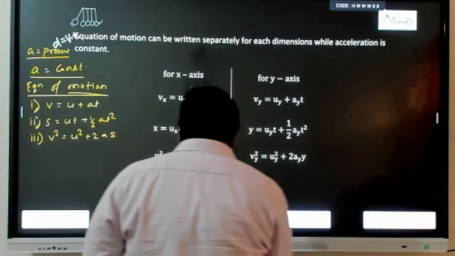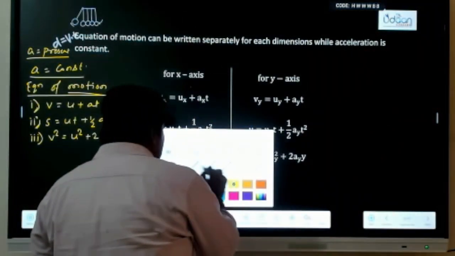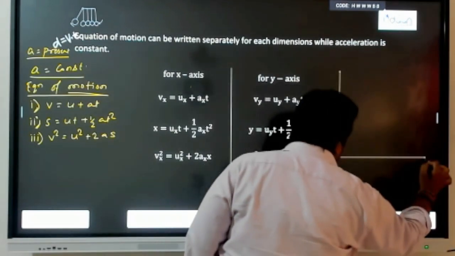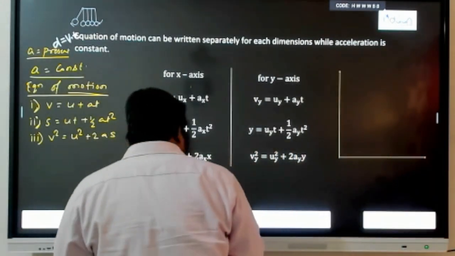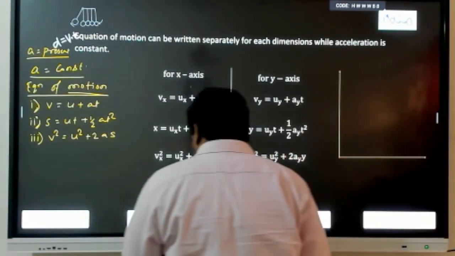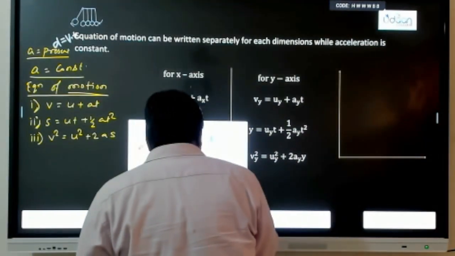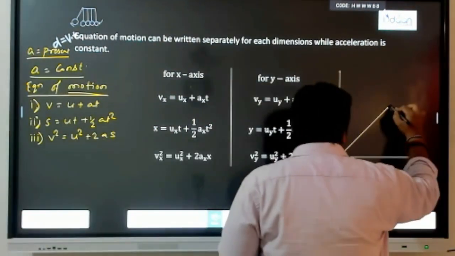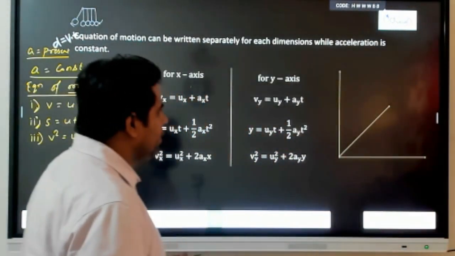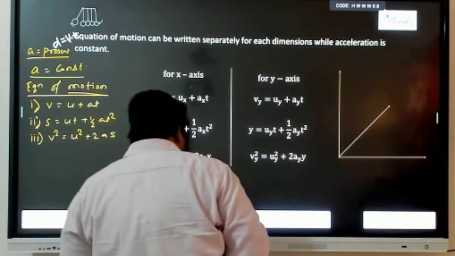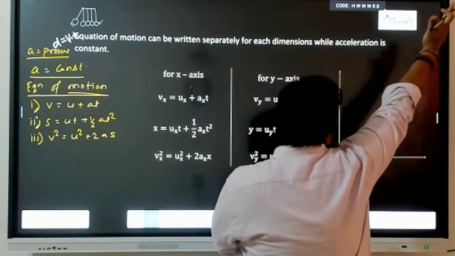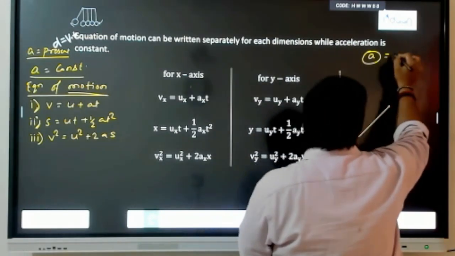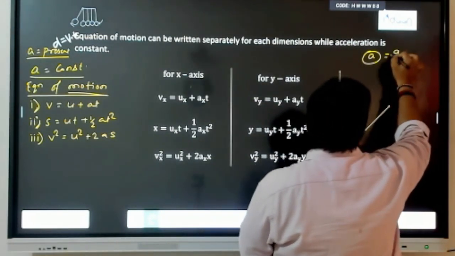Why? Because just see here, if I make an illustration this way, this is the y-axis and this one is the x-axis. So if I ask you, tell me if the person is moving in this way, just see here. If the person is moving this way, what will happen? The motion will not be in a straight line. Why? Because one acceleration is there, and that acceleration is nothing but acceleration due to gravity.